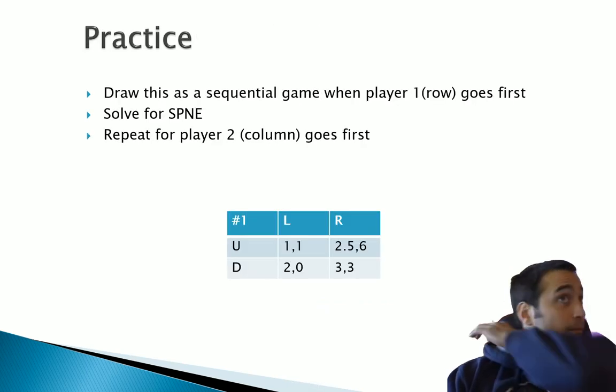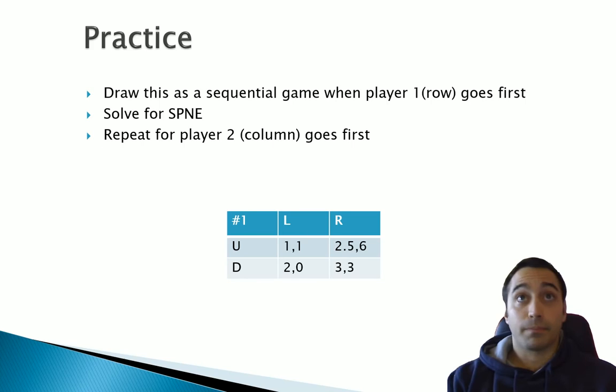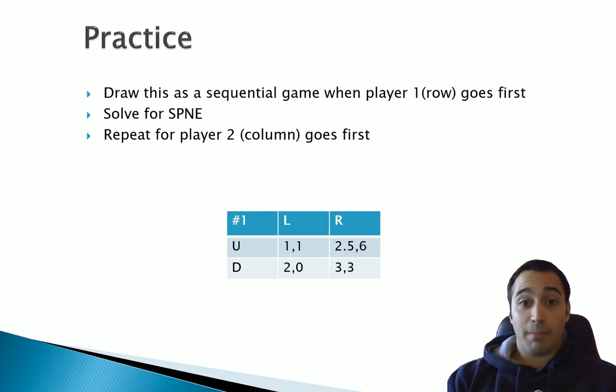All right, here's one more. Take this game, draw it as a tree in which player 1 goes first and player 2 goes second, and see if you can find the subgame perfect Nash equilibrium. And then repeat it with player 2 going first. Go.